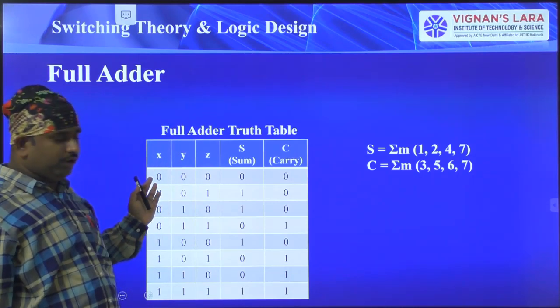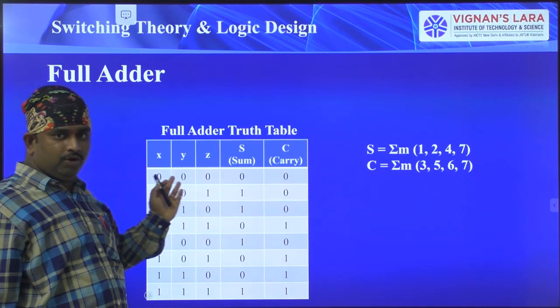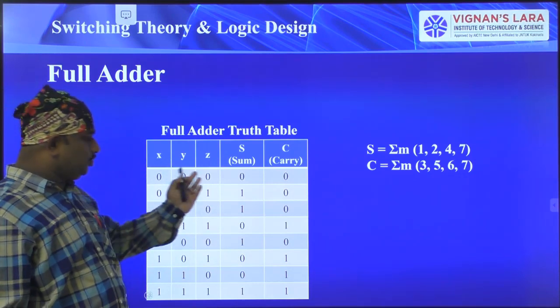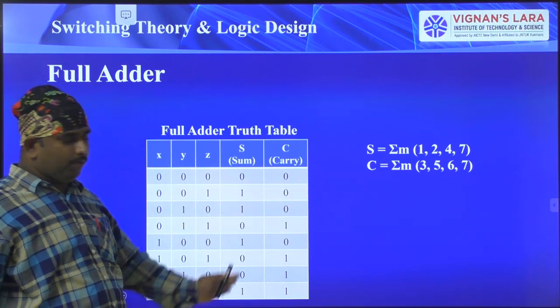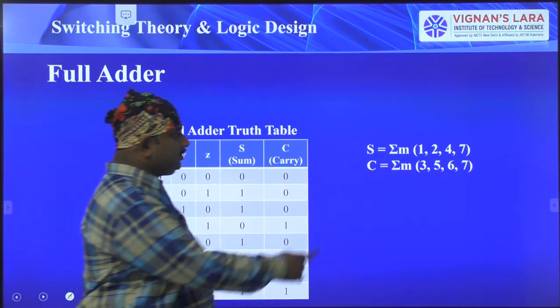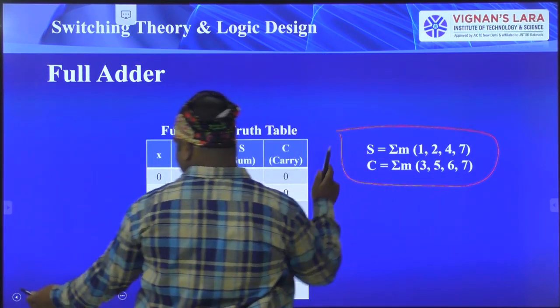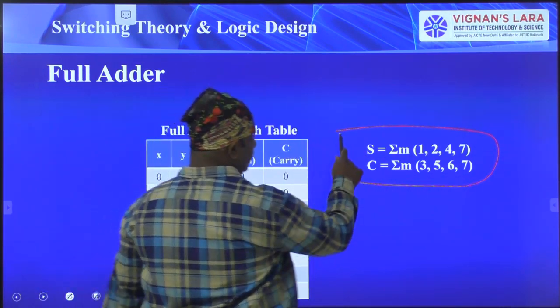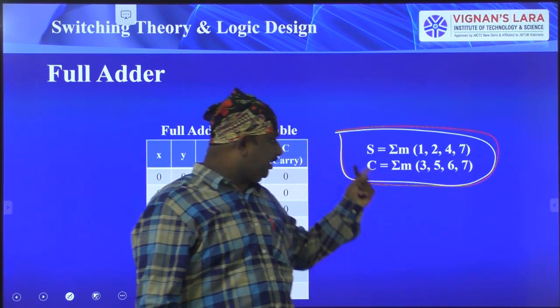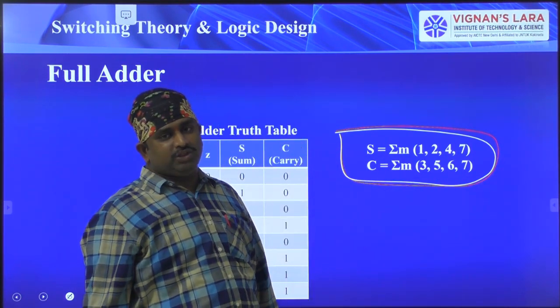For the full adder truth table, we have three inputs x, y, z, with combinations from 0, 0, 0 to 1, 1, 1. And these are the sum values and these are the carry values. This is the finalized expression in terms of min terms: sum is equal to sigma small m of 1, 2, 4, 7, and carry is equal to sigma small m of 3, 5, 6, 7.